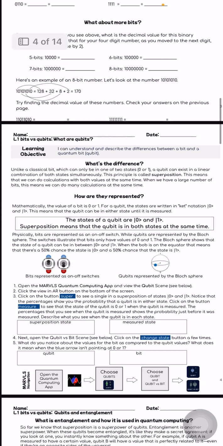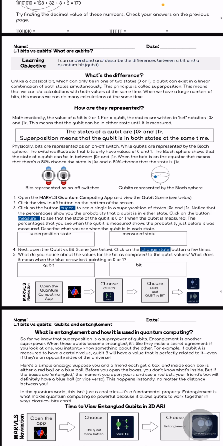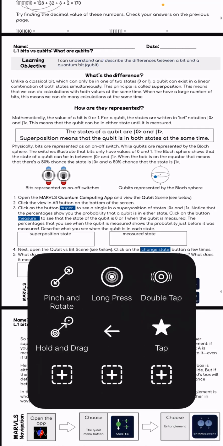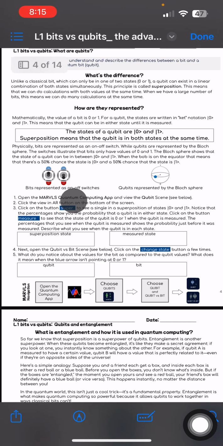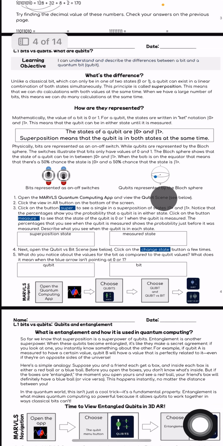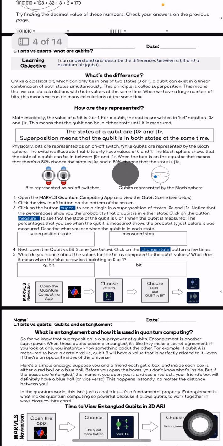Now this next lesson gets into qubits. What's the difference? How are they represented? We talk about the binary representation, like we had the switches as one example, and then for qubits, our representation is the Bloch sphere. They can learn a little bit about what that is. They also learn a little bit about ket notation. The states of a qubit are 0 and 1, but those ket operators help us understand that it can be a superposition of either one of those states.